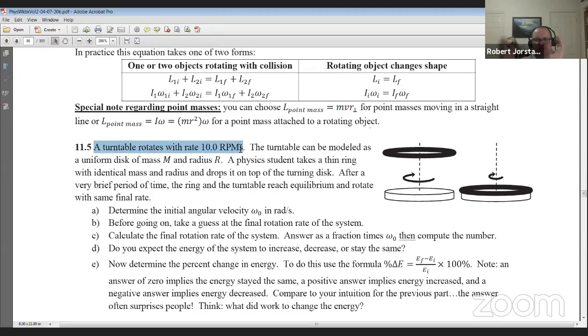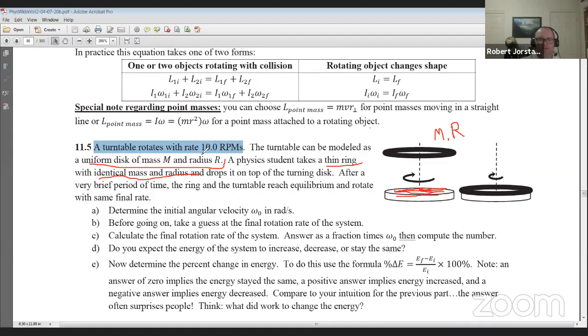So imagine you've got this disc that's spinning. To be clear, this is the turntable that's rotating, this red object right here. That's our turntable, the red object. It's a uniform disc, mass M and radius R. And then you have a thin ring with identical mass and radius. We're going to drop it on top. So both of these have mass capital M and radius capital R.